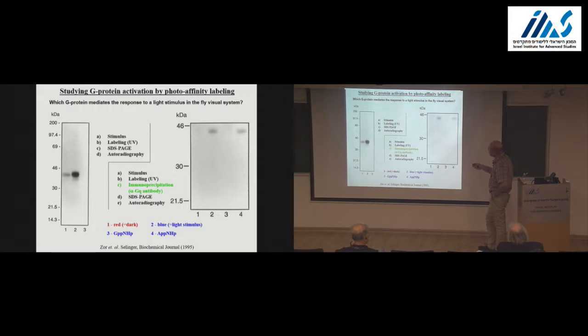And we just did the same protocol of stimulating with either red light, which is darkness, or the blue light, and then immunoprecipitated the GQ protein in the fly. And as you can see here, we indeed found that there is labeling of this specific GQ. Now, if we compete the probe with GPP and HP in number 3, in both of these images you see that we completely compete out the labeling. If we use APP and HP, there is no effect. So we were very happy with this.